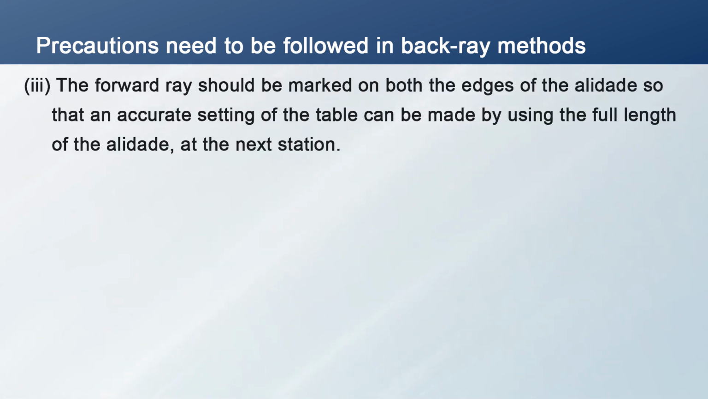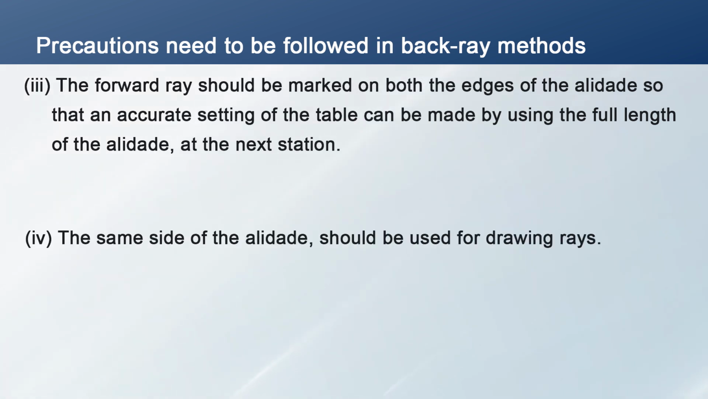The forward ray should be marked on both the edges of the LED so that an accurate setting of the table can be made by using the full length of the LED at the next station. The same side of the LED should be used for drawing rays. So we are done with the back ray method.